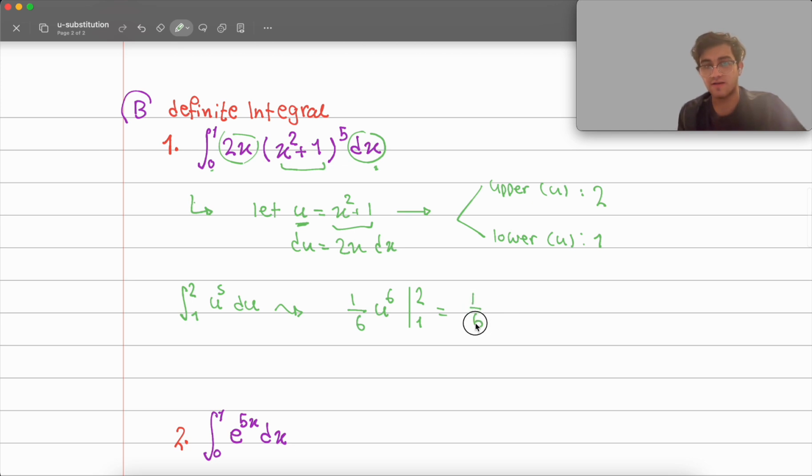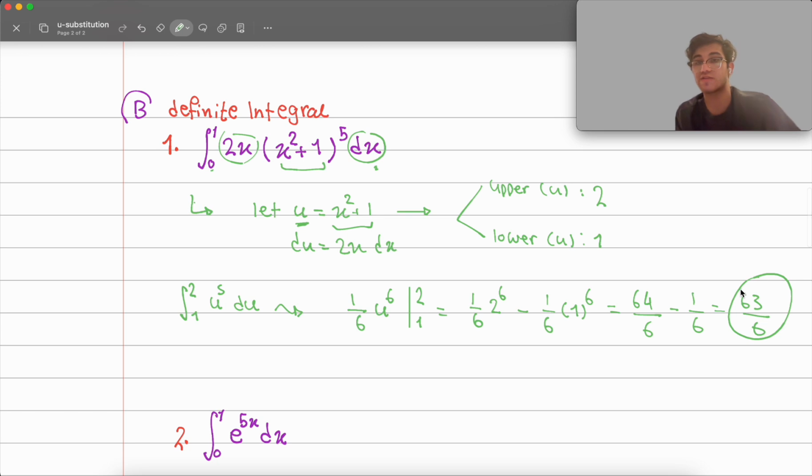So now it will be 1 over 6 u to the 6. We start with the upper bound and replace u with it. This will be 2 to the 6 minus the lower bound, which is 1 over 6 u, and instead of u, just replace it with 1 to the 6. So this would be what? 2 to the 6 is 64 over 6 minus 1 over 6, which is 63 over 6. The same answer as we got before. It doesn't matter. You can do it in either way.